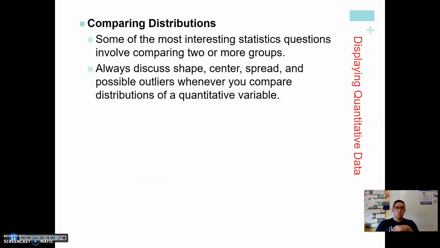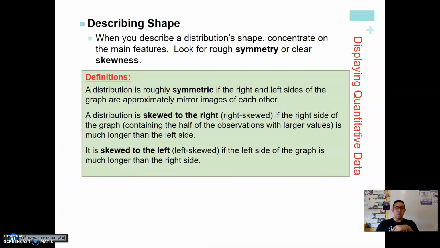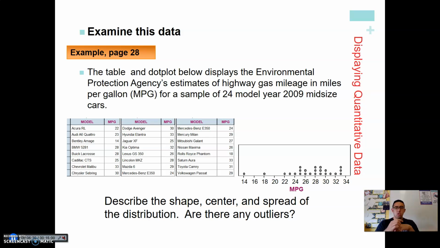Okay, so if we were to look back at this data, the shape of it would be slightly skewed to the left, with a center of probably, you could use the median. I don't know how many there are here.